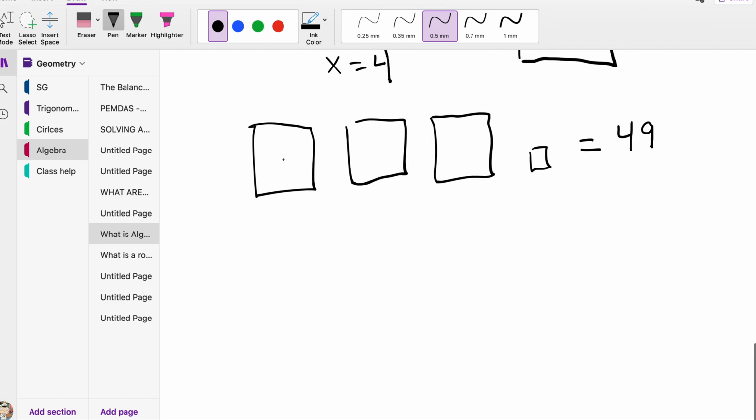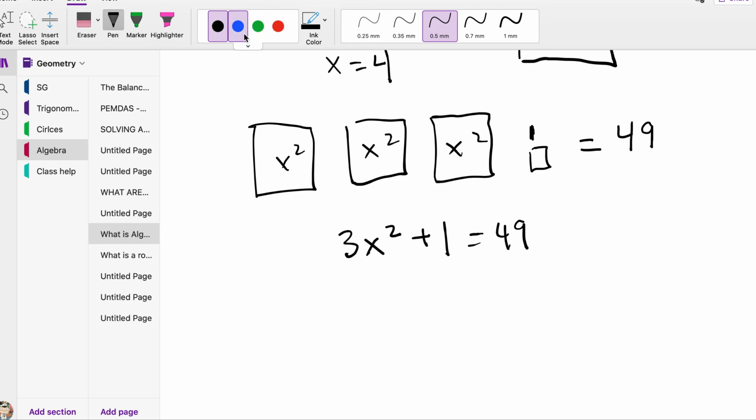So what I'm saying here is I have a square. That would be a square, x squared and x squared. This is a little brick, so it'd be like the number 1. So I have 3x squared plus 1 equals 49. Again, I can take away one brick here, but I'd have to take away one there as well and make it 48. So I subtract 1 on both sides.